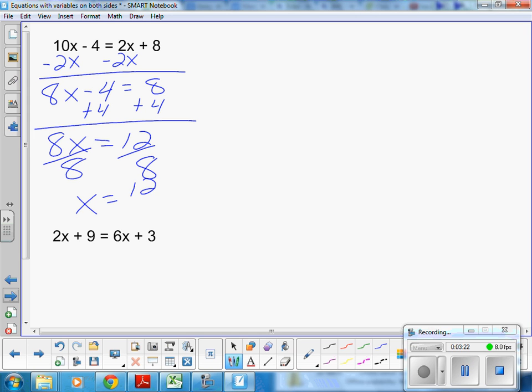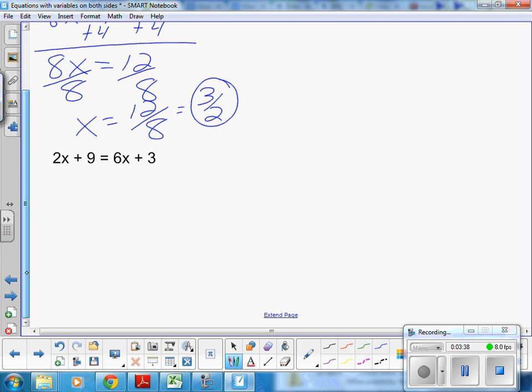X equals 12/8, right? Wrong. 4 goes into both. 3/2. Remember, you have to write your answer in lowest terms. Otherwise, it will be counted wrong.